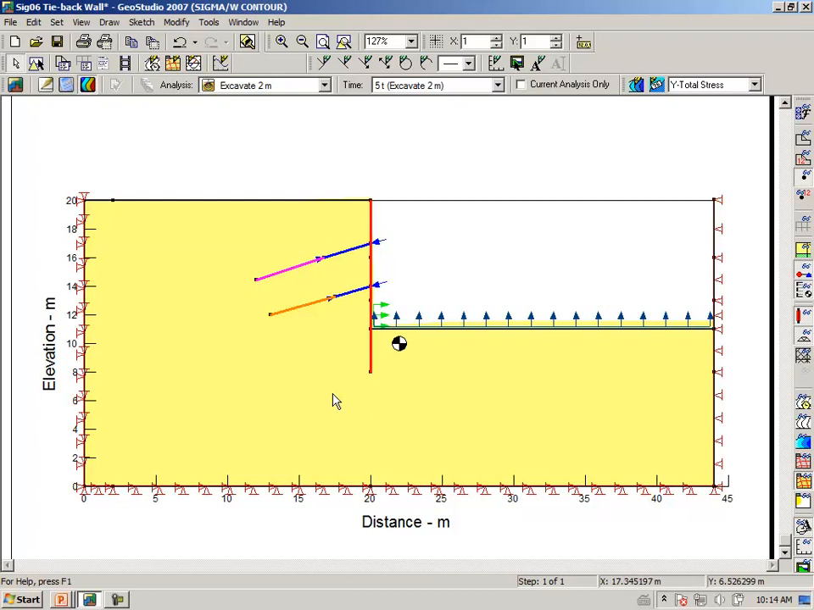This then illustrates how sigma W can be used to simulate the construction sequence of a facility like a tieback wall, where we have structural elements and beams and bars, and to illustrate how we remove the soil and how we apply boundary conditions that represent the soil removal. This is a rather simplistic example in some ways, but complicated in other ways. But nonetheless, the whole intent here has been to illustrate technique and procedure.